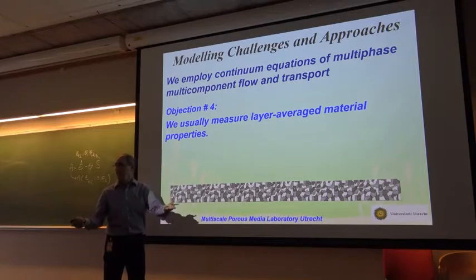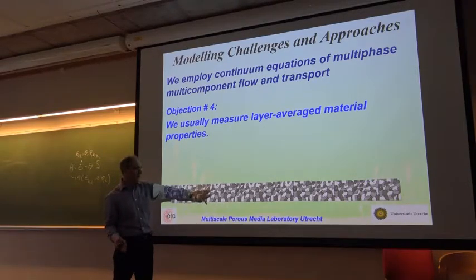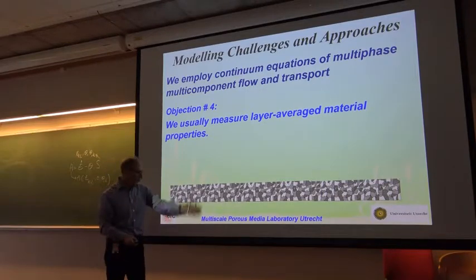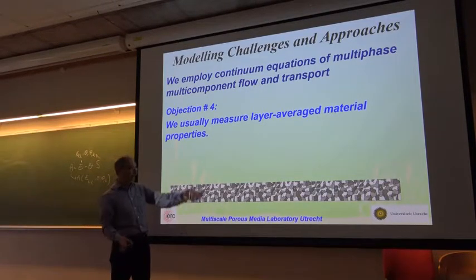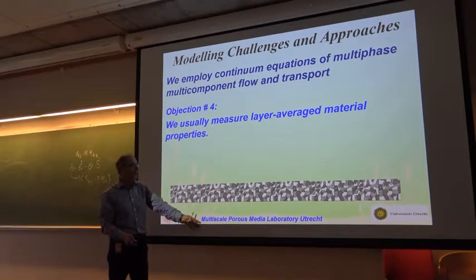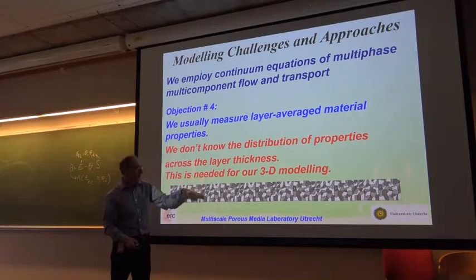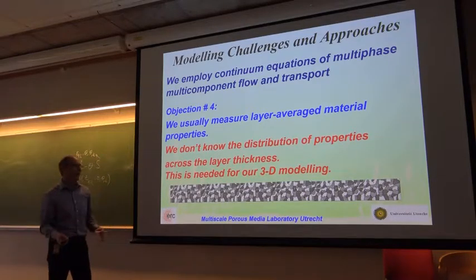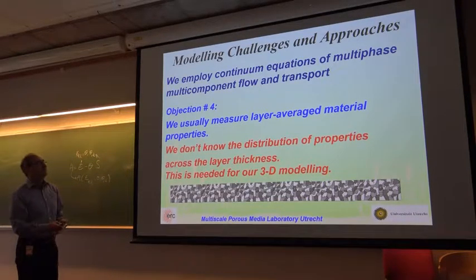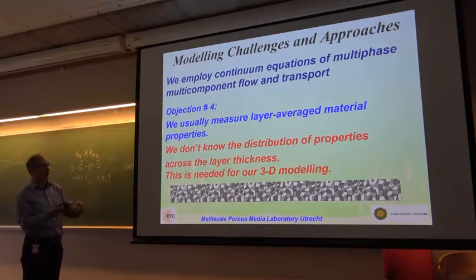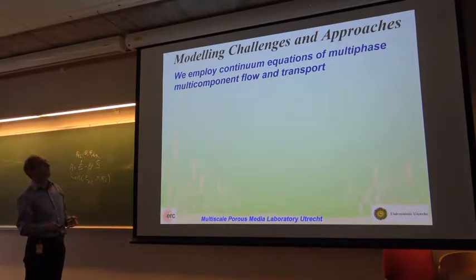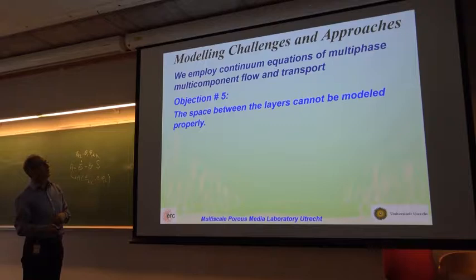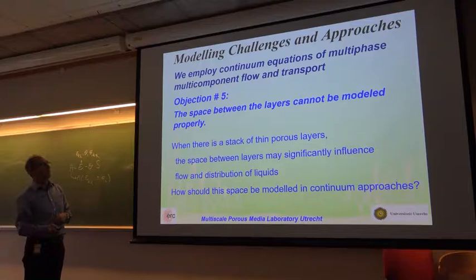I mean, if you take permeability in this direction, it's not going to be every 10 micron permeability measured. It's an average permeability. Capillary pressure saturation is averaged over the thickness. So we only have an average quantity, and we really need it as a function of space, and we don't have it. The whole issue of 3D is usually because of heterogeneities, and we don't really provide that. And this is one of the most important objections. As I said, the space between the layers cannot be modeled properly.